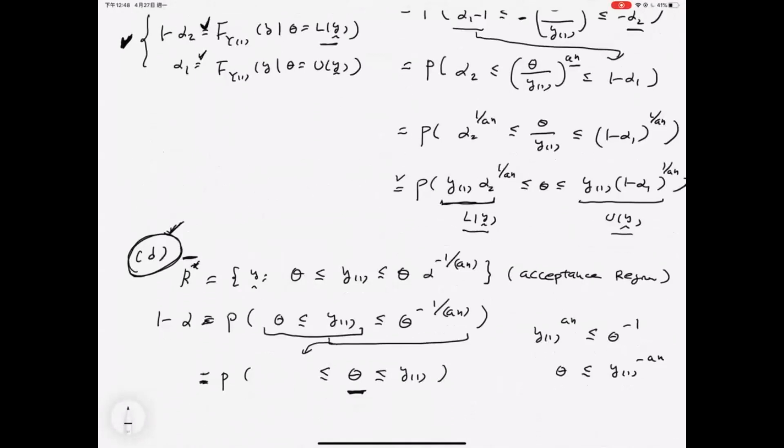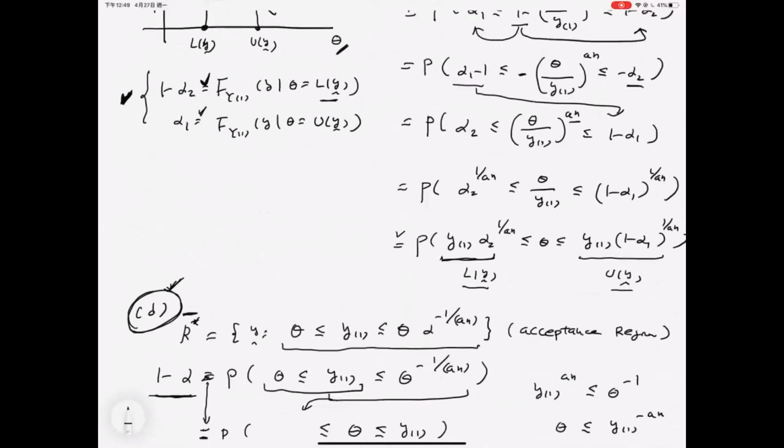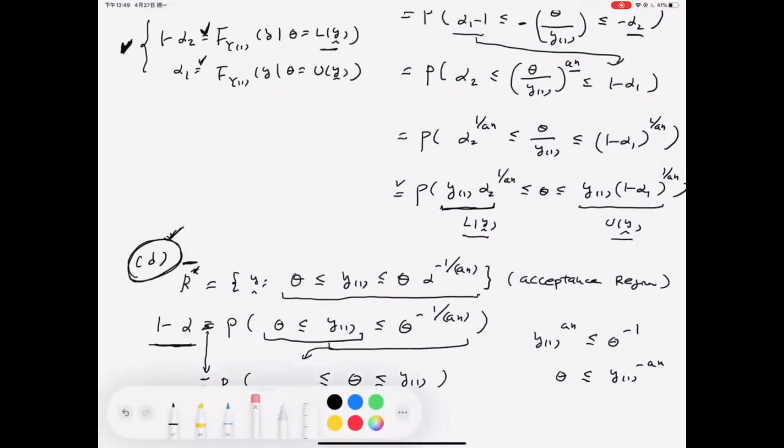Right, so this is my acceptance region, right? And I'm trying to say this is 1 minus alpha right here. And then what's wrong going from here to here? I'm trying to pin down theta in the middle. The probability of theta less than y1 less than theta times alpha power. Okay, so does that help? Alpha is actually, thank you. So maybe I'm still okay, right? So really it's not right here. Alpha minus 1 then a n.